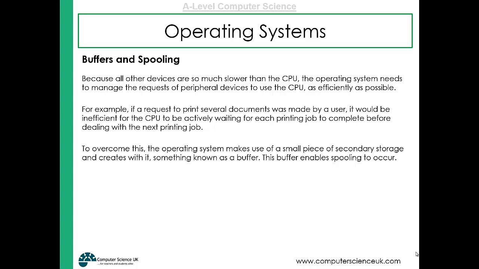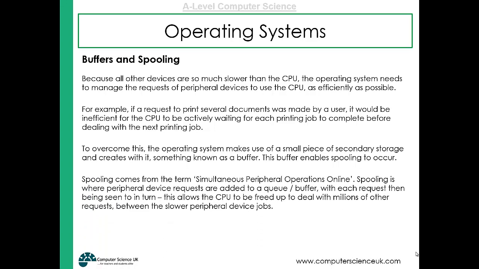So to overcome this, the operating system will make use of a small piece of secondary storage, and inside that bit of secondary storage will create something known as a buffer. And it enables spooling to occur. So think of a buffer as a queue, if you like. So spooling comes from the term simultaneous peripheral operations online. Spooling is where peripheral device requests are added to a queue, added to a buffer, with each request then being seen to in turn. So it allows the CPU to be freed up to deal with loads of different requests whilst the peripheral devices are asking for particular jobs to be done, or whilst actually carrying out those jobs.